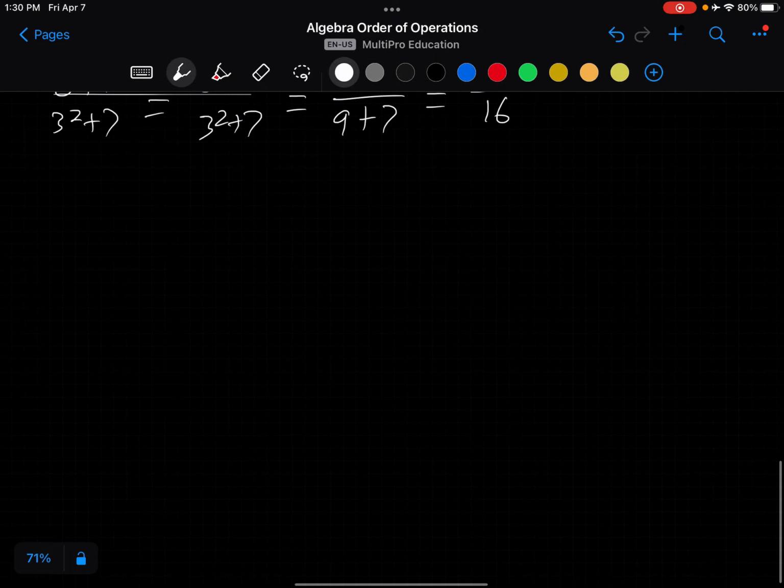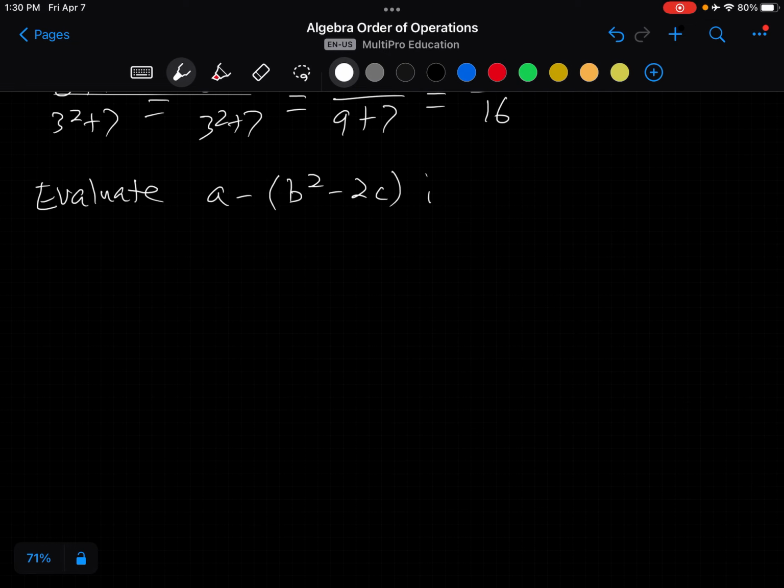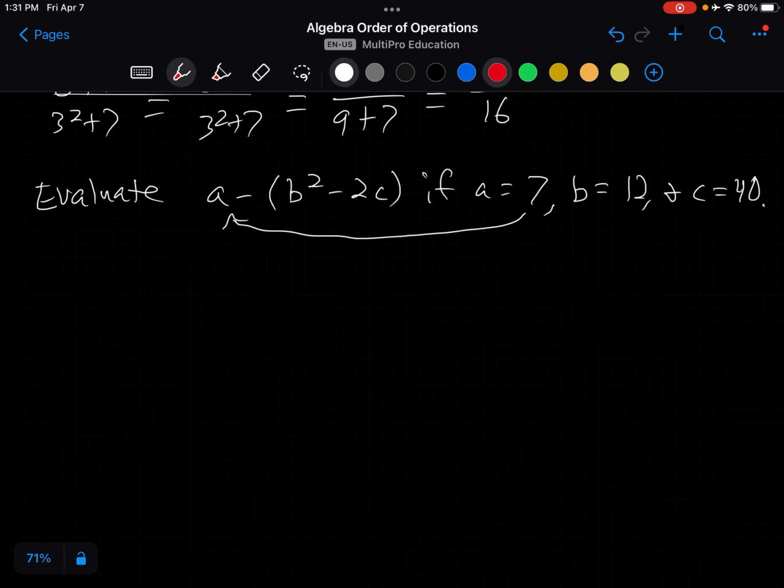Let's keep moving. So part 2, let's do an algebraic expression. Let's evaluate a minus b squared minus 2c if a is equal to 7, b is equal to 12, and c is equal to 40. Now, we have to put a in for a, so this has to go in here.